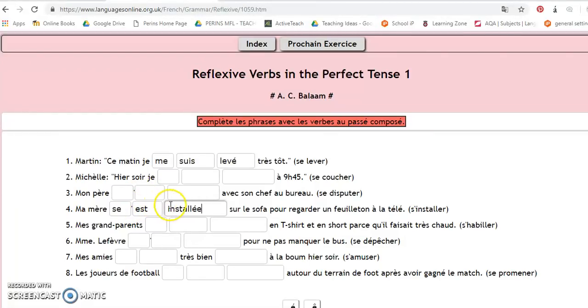The only thing we need to think about here is that se and est, ma mère se est installée sur le sofa pour regarder un feuilleton à la télé. That doesn't sound right. French, most beautiful language in the world. Therefore, what I'm going to do is take off this E here, and I end up with ma mère s'est installée sur le sofa pour regarder un feuilleton à la télé. And that is how you conjugate verbs into the perfect tense when they are reflexive verbs.